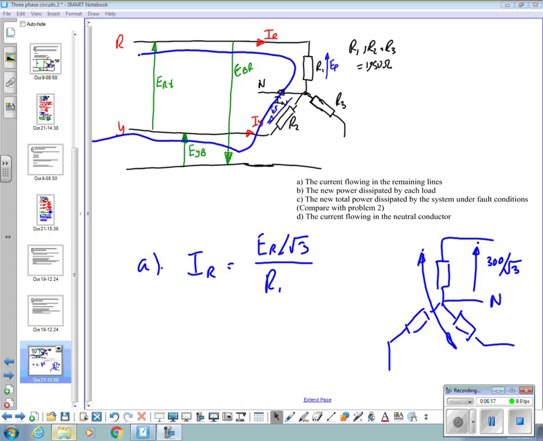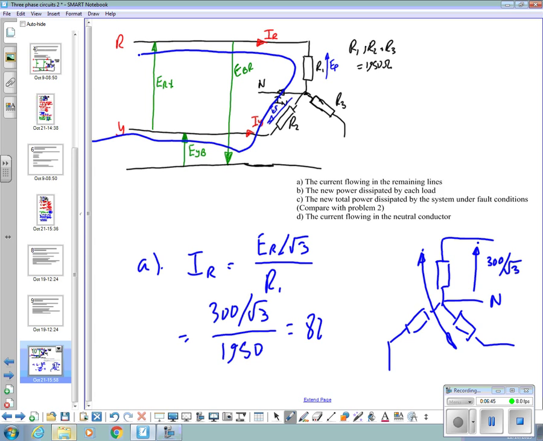Right, gents. So now we've clarified what we're talking about in terms of the line voltage. IR is ER over √3 divided by the resistance. So the values are there: 300 over √3, R1 is 1950. And the answer to that is 88.8, isn't it? Milliamps, angle 0 degrees. So that's angle 0 degrees as well, for completeness.